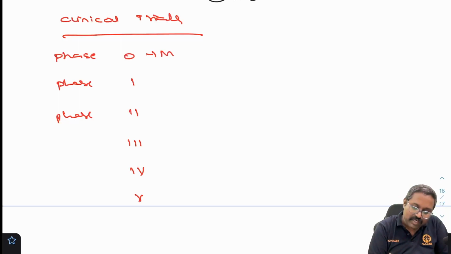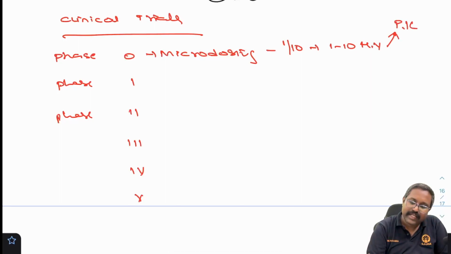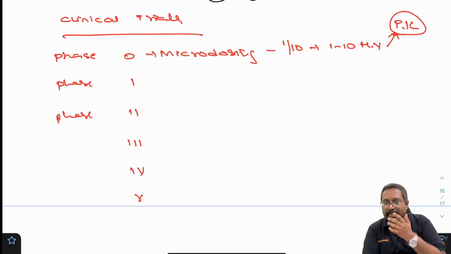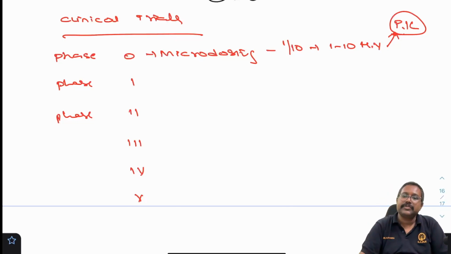Phase 0 is called the microdosing study. You'll choose 1/10th the dose, and only 1 to 10 healthy volunteers will be there, and you are just going to check the pharmacokinetic parameters. If the pharmacokinetic parameters show an optimal response, you can go with phase 1. Otherwise you are going to stop there.